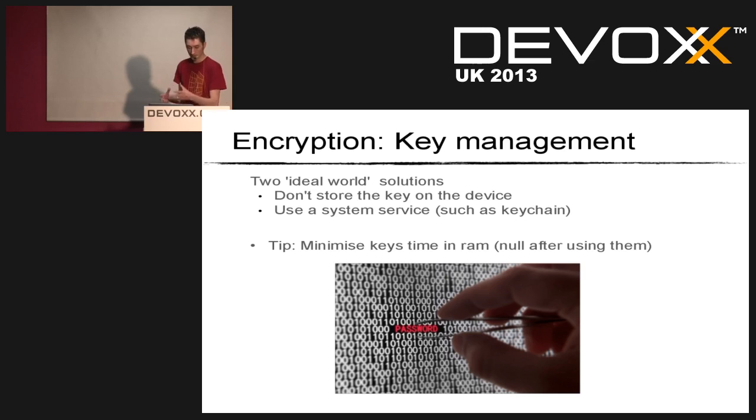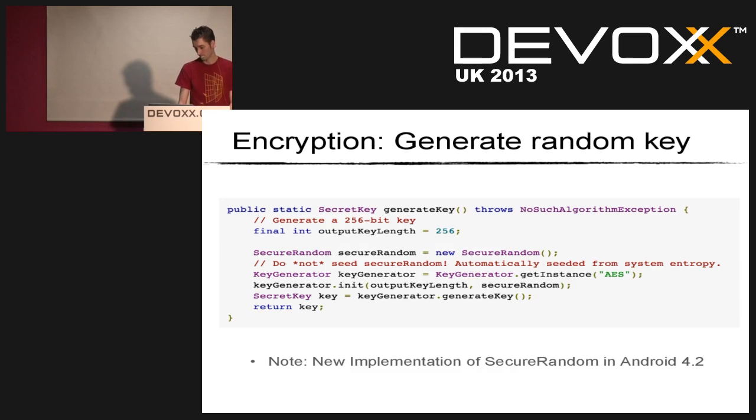One tip though when you're doing keys is to try and minimize the time in RAM, so you can null them after you've used them. One of the ways to generate keys is, you absolutely don't want to hard code it in the app. What you can do is generate a new key for every single app installation. And this is a snippet from the Google developers blog about how to correctly do that.